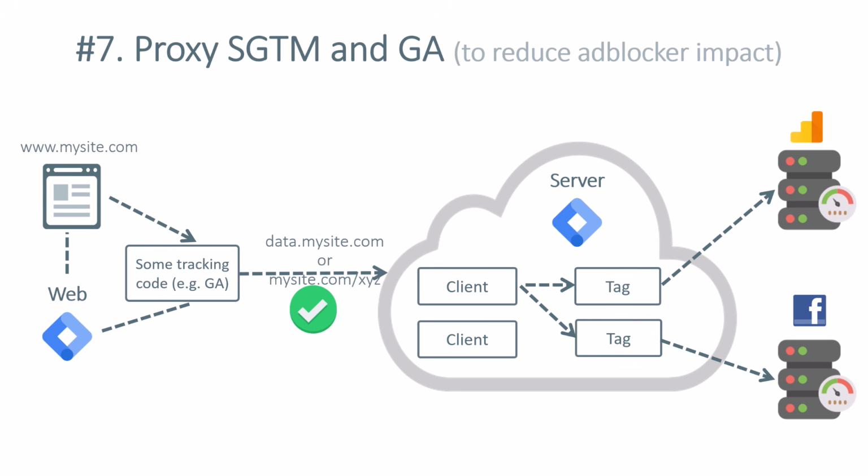One more thing that we will have to do is to proxy server-side Google Tag Manager and Google Analytics 4. What it means is that instead of loading your Google Tag Manager container from googletagmanager.com, we will be loading it from your own server container. The same will apply to Google Analytics, and this should reduce the impact of various browser extensions.